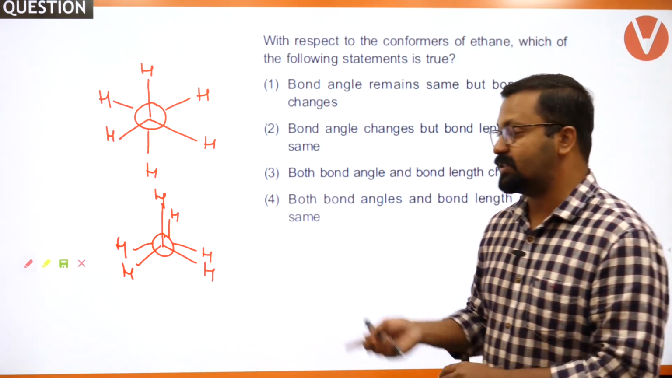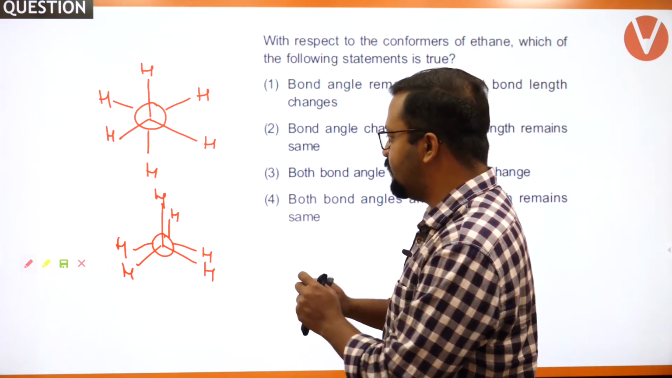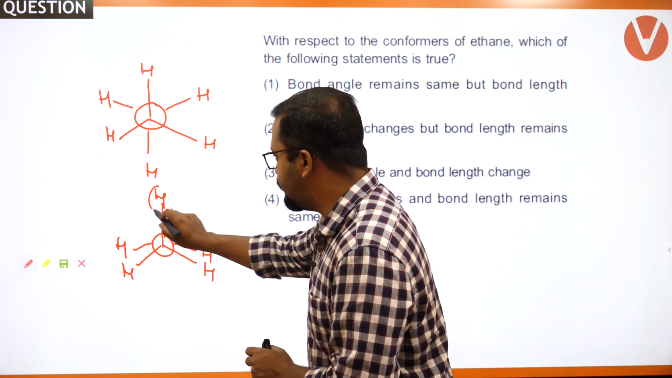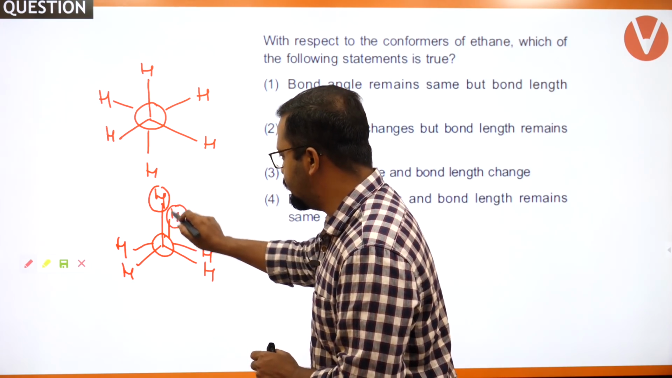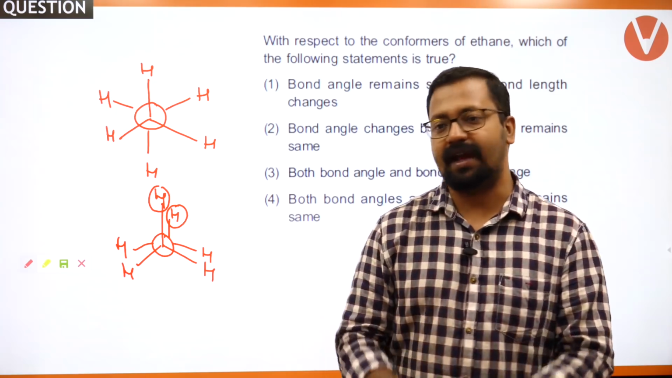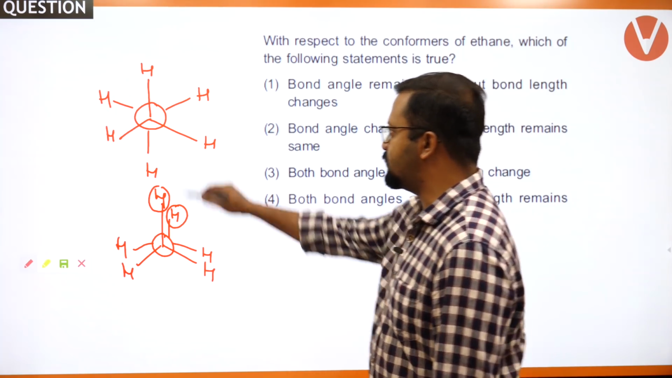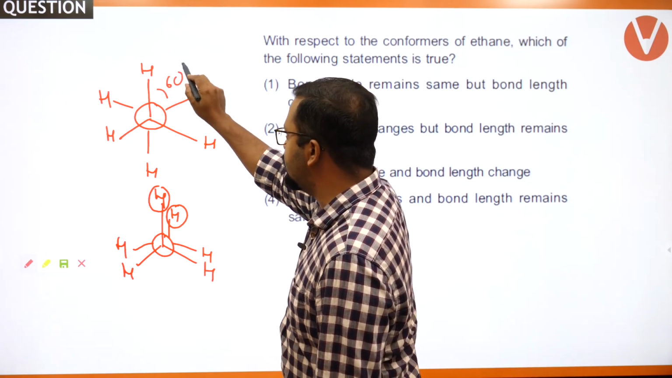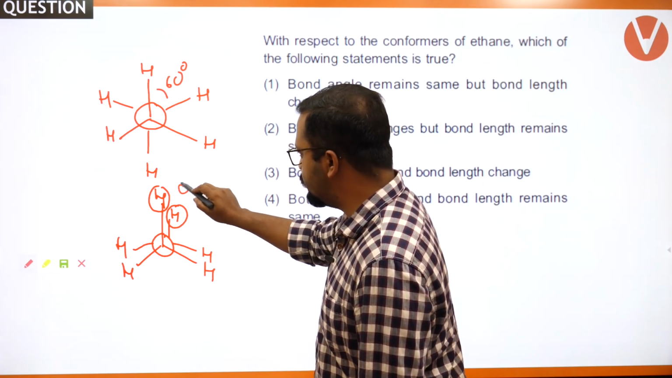bond lengths do not change. The most that will change is the angle between this and this. That is something known as a dihedral angle. The dihedral angle will change. The dihedral angle over here is 60 degrees. The dihedral angle over here is 0 degrees.